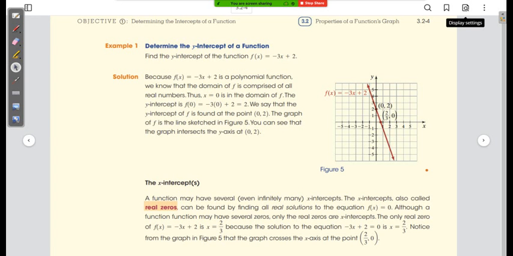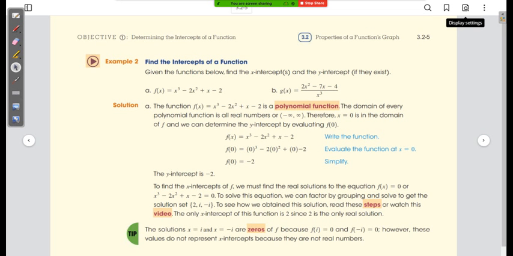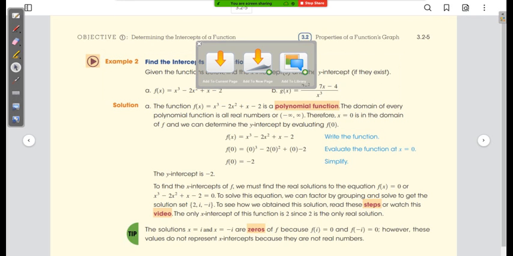Okay, but I'm pretty sure we're going to do one that's a little bit harder. We're going to do 2. It's a little bit harder, and I can probably tell I'm not going to like B that much. The problems read: given the functions below, find the x-intercepts and the y-intercepts if they exist. So we have to find the x and y-intercepts.